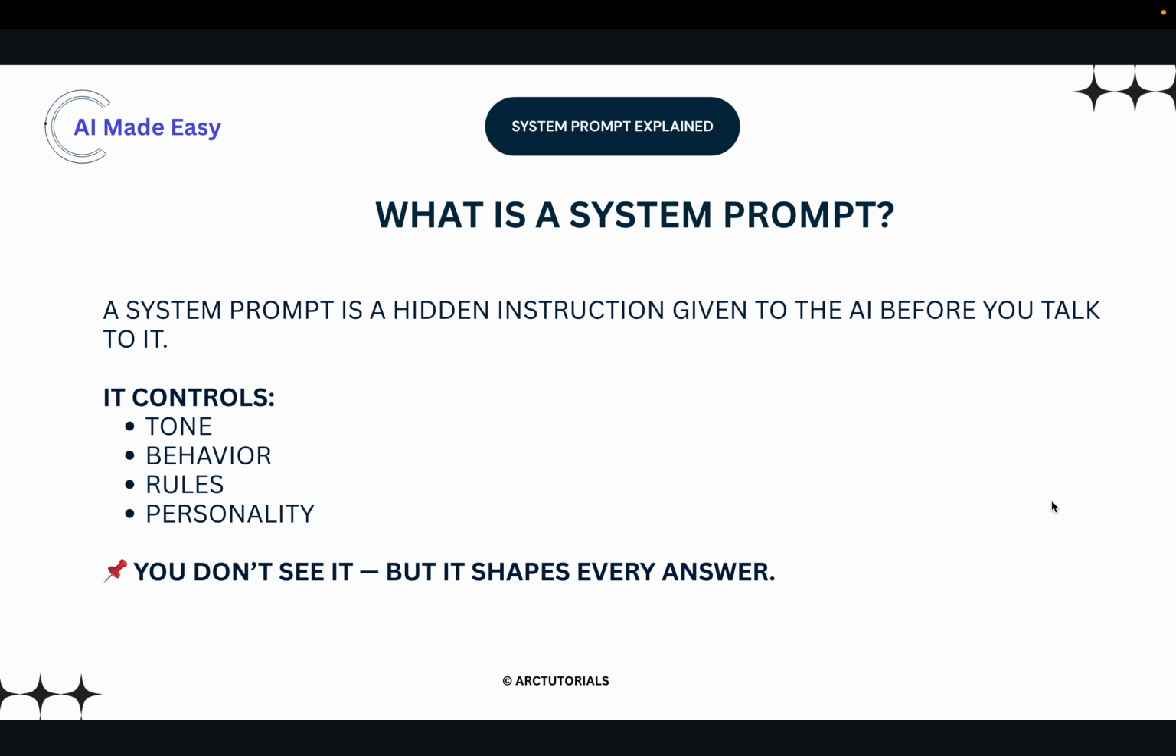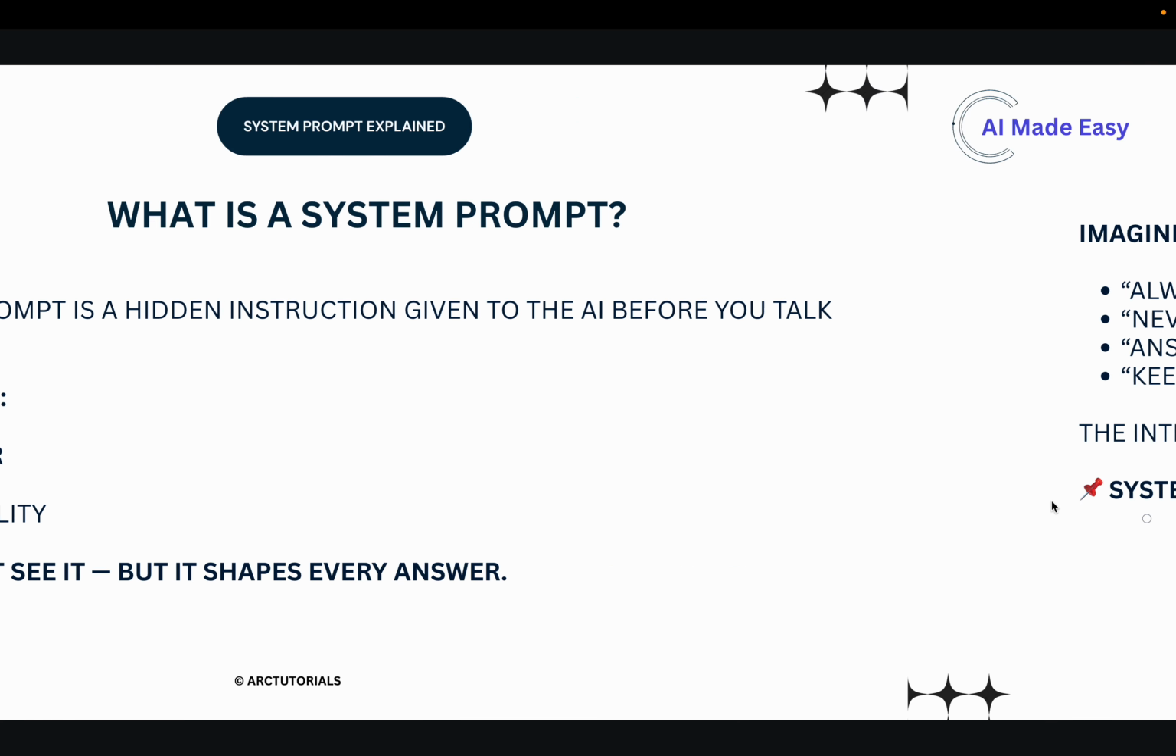So every time you're talking to any AI model, say ChatGPT, Google Gemini, Copilot, there is a hidden prompt that is always in play which sets the tone, behavior, rules, personality of the AI model. It's important because you want to govern the data. You want to have the guardrails. You want to make sure that your AI model is talking in a safe and ethical manner.